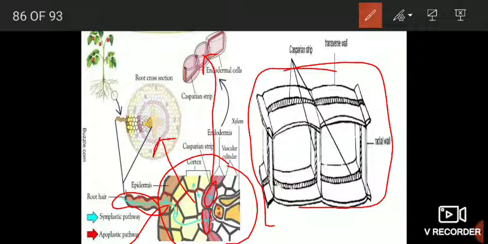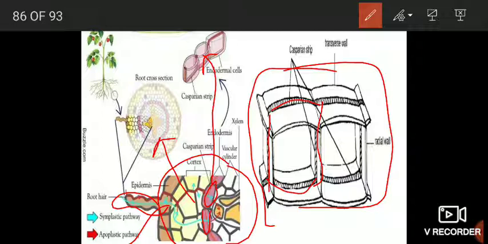The transverse and the radial walls of the endodermal cells show a deposition of waxy material known as suberin, and this suberin is not permeable to water. It does not allow water to go back from the vascular tissues back into the cortex.